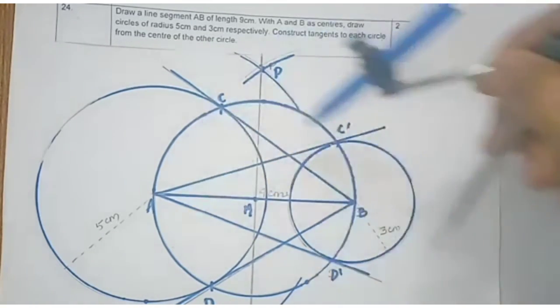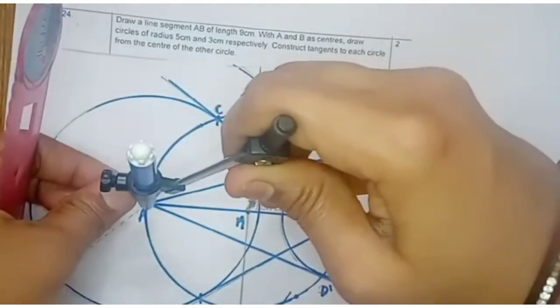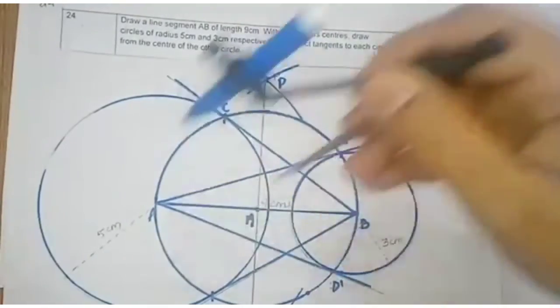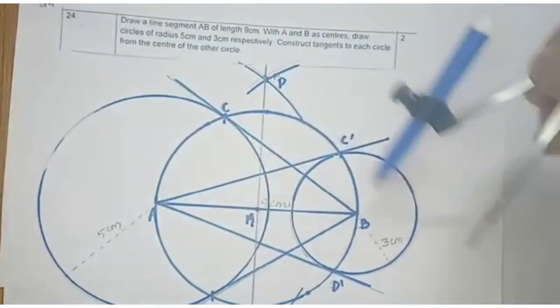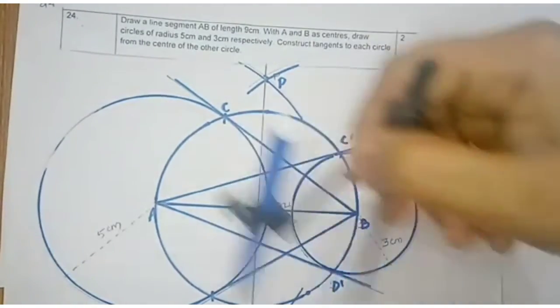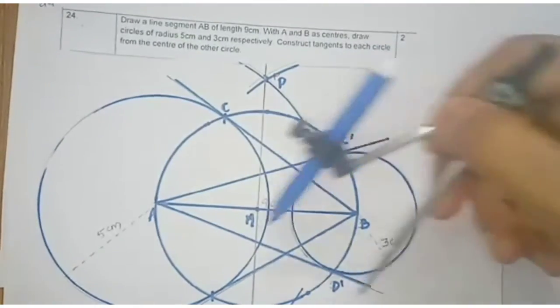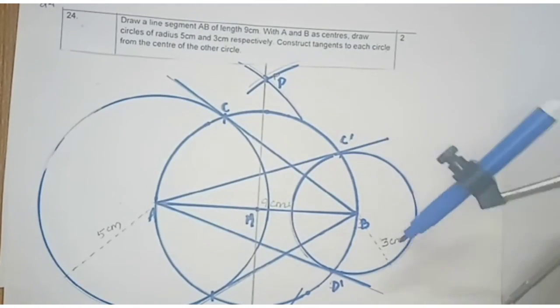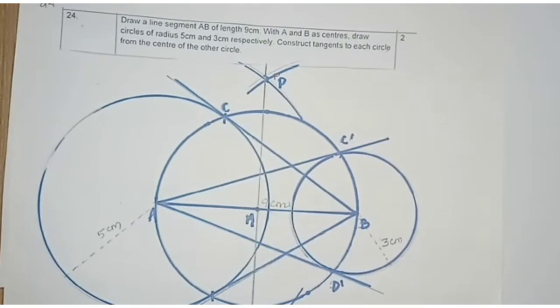From M you draw a circle of length AM. If you draw this circle, the circle intersects the big circle and small circle at 2 points each, at 4 points. So you join A and C dash, you join A and D dash. Here you join BC and BD. So this is the required answer for this question.